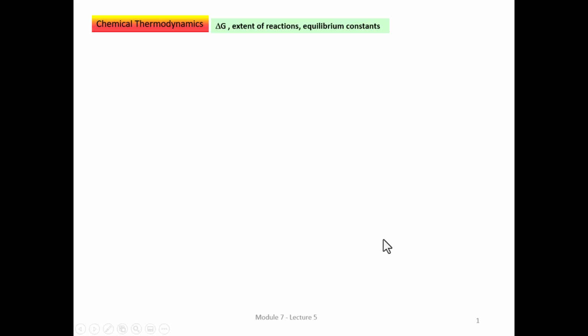In part one of this lecture, we'll spend more time talking about deltaG, the free energy change for a reaction, and the rich variety of information it can give us about the reaction. We'll also introduce the relationship between the value of deltaG for a reaction and its equilibrium constant.